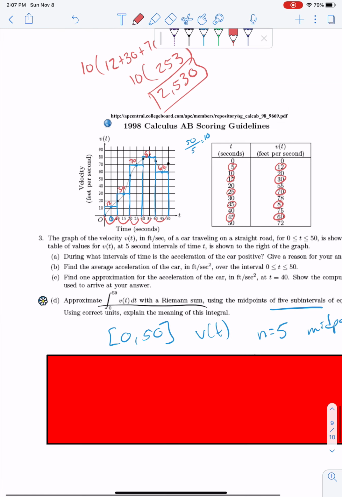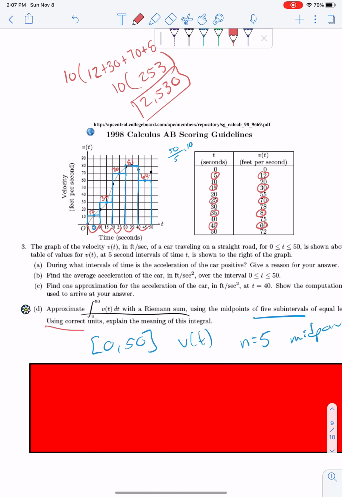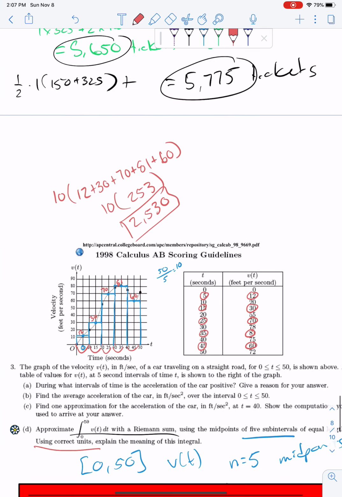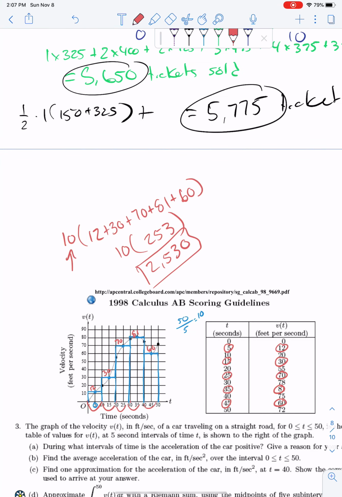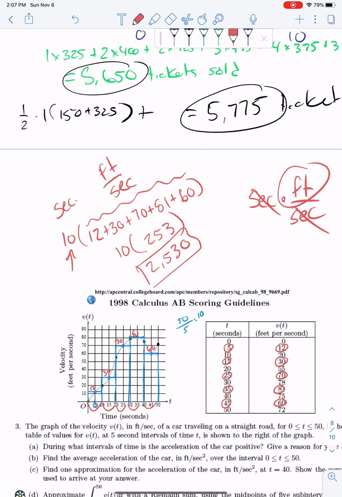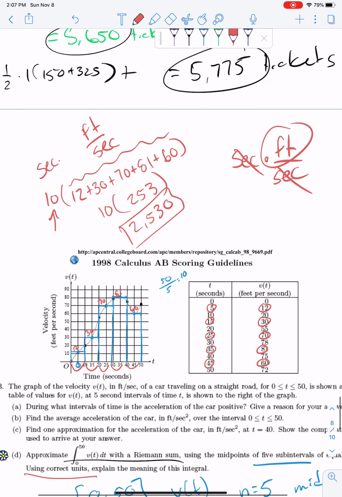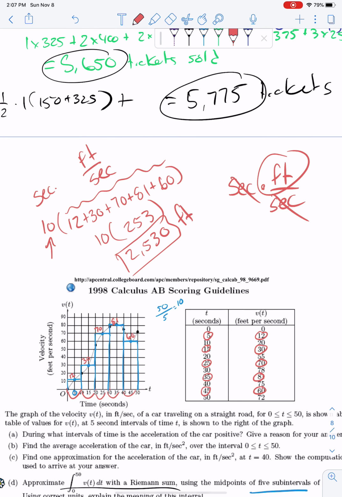And I believe it told me to make sure I'm using correct units. Okay. So here's where we need to be careful with our units. This 10 right here represents the width, which is seconds. These values all right here represent the y, the up and the down, which are feet per second. So when I take seconds and I multiply by feet per second, the seconds cancel, and all I'm left with is a distance of feet. So my 2,530 has a unit of feet.